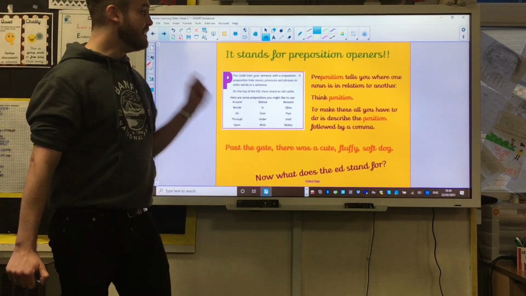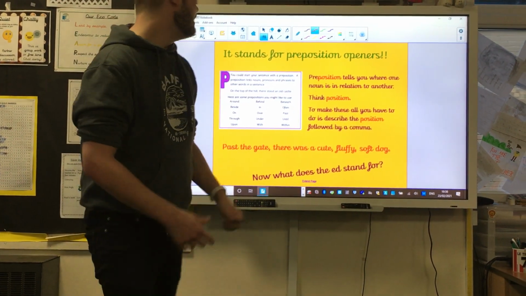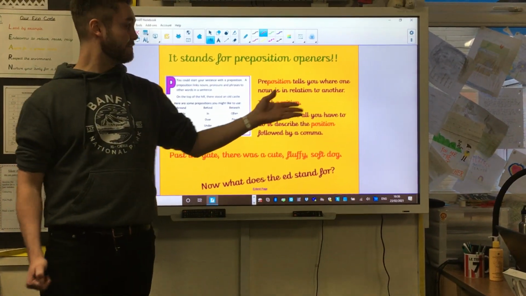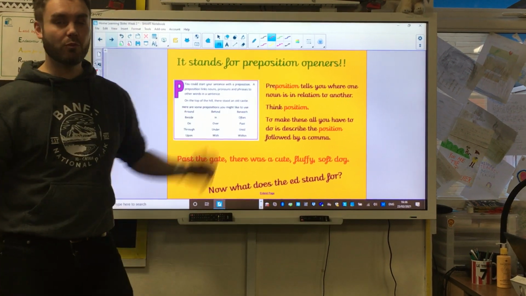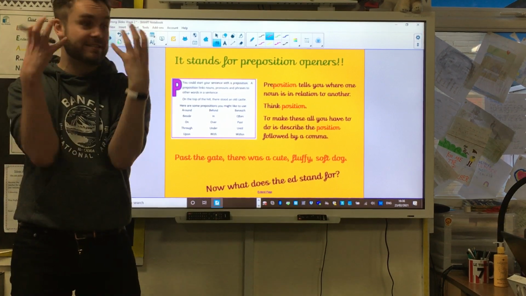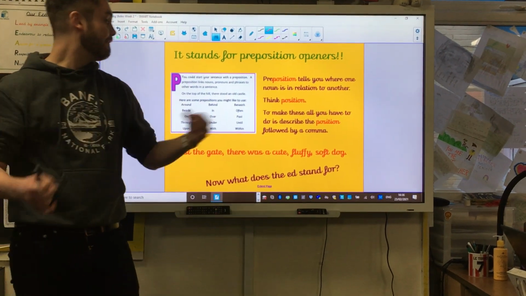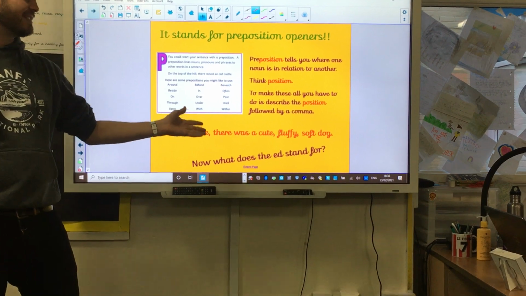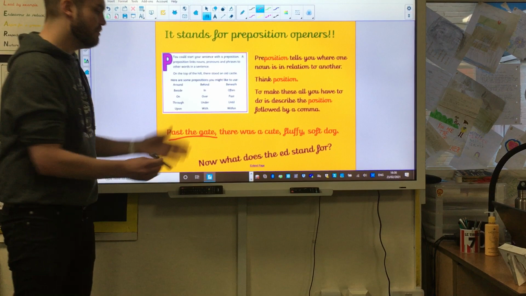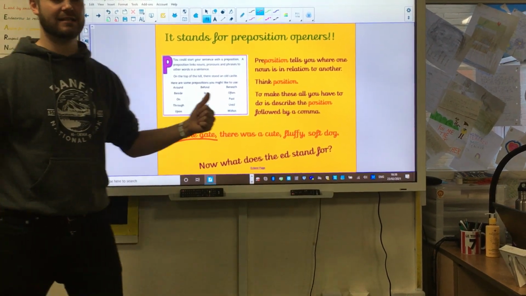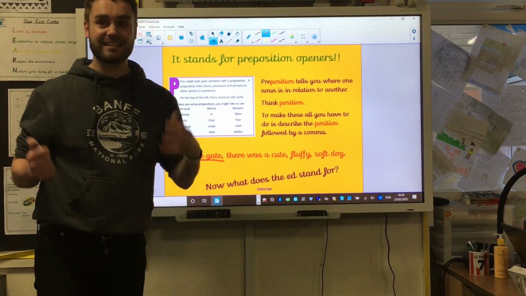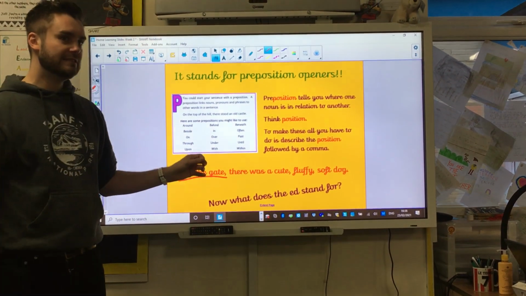Okay, Year 4. P is preposition openers. So a preposition tells you where one noun is in relation to another. Think position, preposition. Position's in the word, so it can give you a little clue there as well. Now to make these, all you have to do is describe the position of a noun, followed by the comma. So, past the gate, there was a cute, fluffy, soft dog. All I've done to start there is tell you where that dog is. It's past the gate. Nice and simple again, providing that extra bit of information and just making your sentences that little bit more interesting.